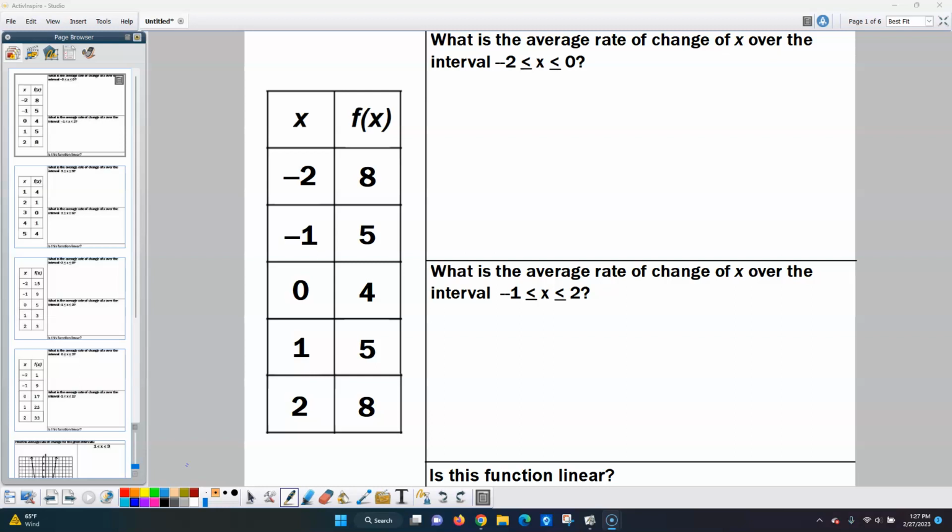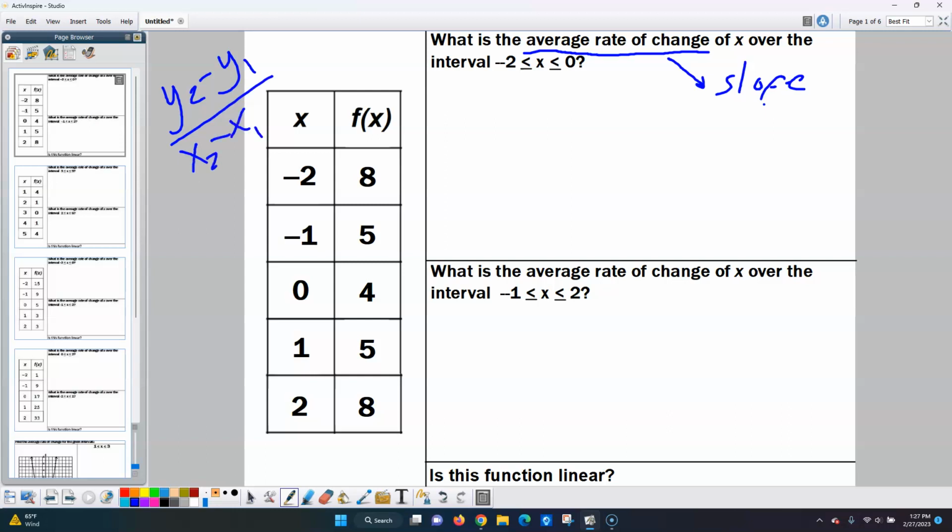Gonna be looking at average rate of change. Average rate of change is just a fancy way of saying slope. You want to know the slope between 2 points. So we're going to be finding the slope, and we're going to use the slope formula, which is y2 minus y1 over x2 minus x1.